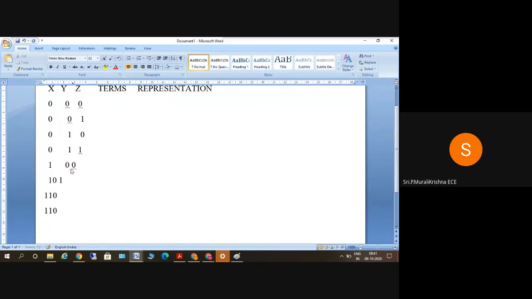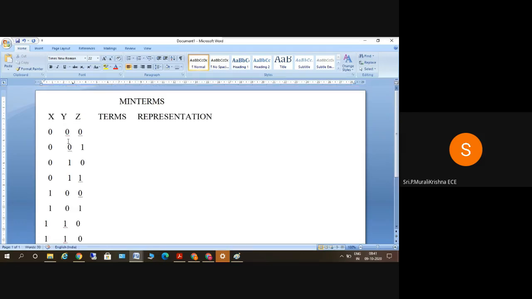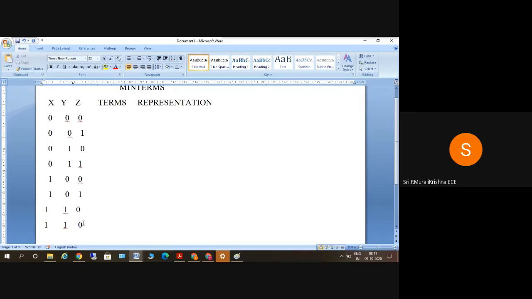For 3 inputs we'll be having 8 combinations ranging from 0 to 2 power n minus 1. So 0 to 2 power n minus 1 is 0 to 7. We'll be having the values from 0 to 7 only, but we'll be having a total of 8 including 0. So these are the 8 possible input combinations for 3 input variables.